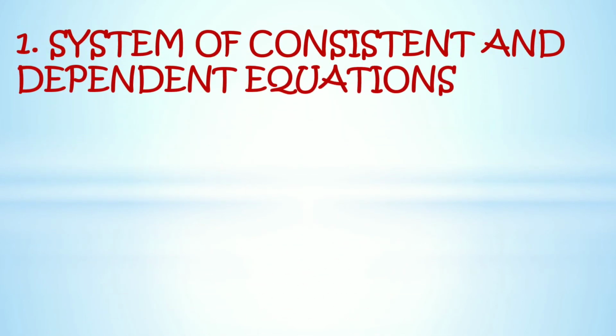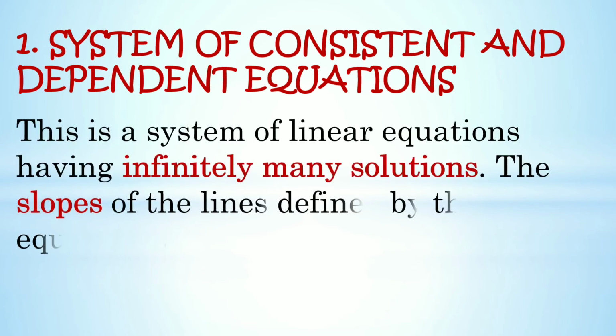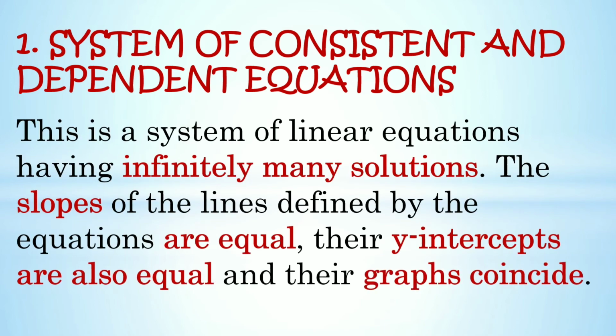System of consistent and dependent equations. So this is a system of linear equations having infinitely many solutions. So, marami siyang solutions. So the slopes of the lines defined by the equations are equal. Ang slope nila ay equal at ang kanilang y-intercept ay equal din. And their graphs coincide.